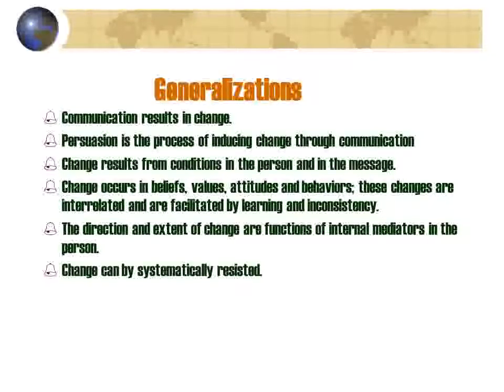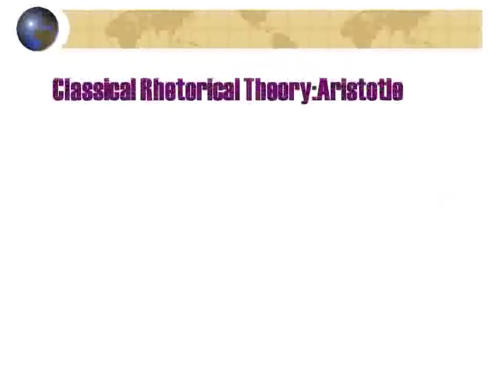And finally, I cut off on that last slide the statement that said change can be systematically resisted. But there are things we can do to inoculate an audience, and we'll see that when we get to McGuire's inoculation theory. But forewarning is forearming, and it's possible to present messages that make the audience or the receiver of the persuasive message more resistant to change because of this inoculation notion.